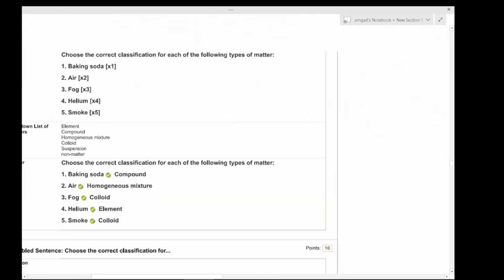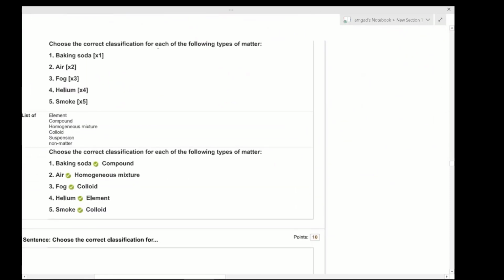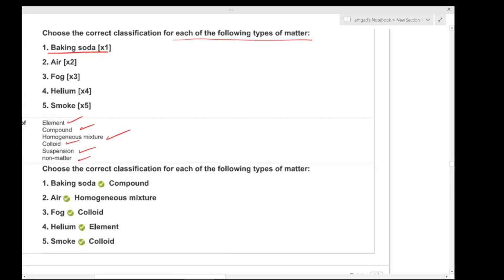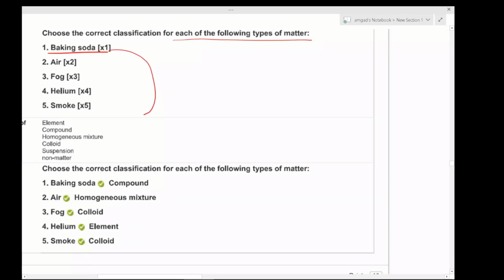Let's see something else. Choose the correct classification of each of the following types of matter. Baking soda is what? We have element, compound, homogeneous mixture, colloid, suspension, non-matter. Baking soda is what? Compound, yeah. NaHCO3, I think.